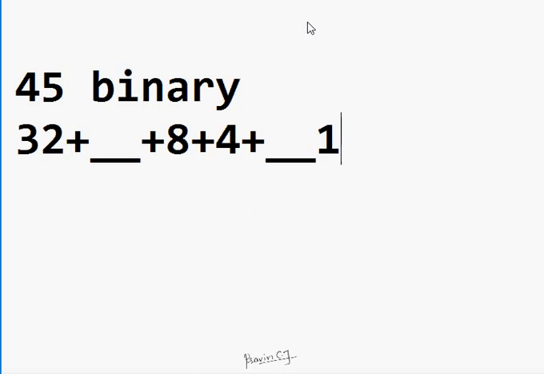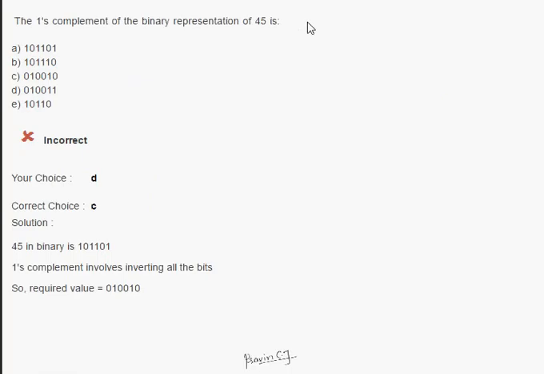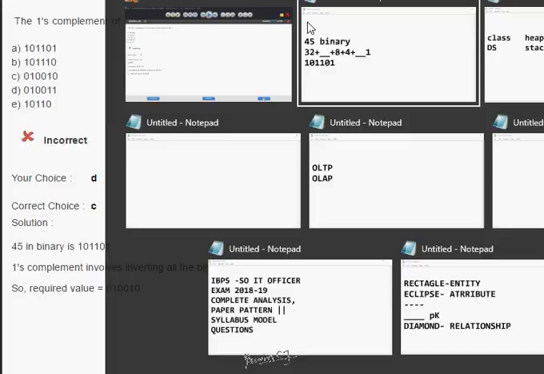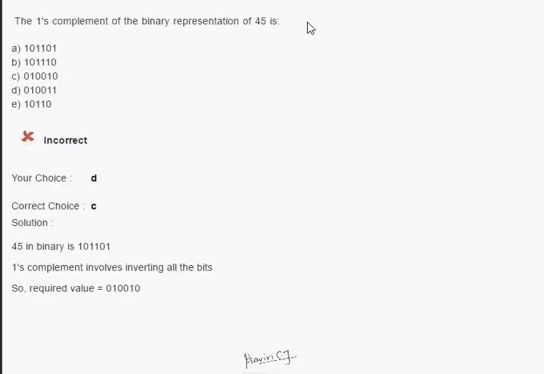Okay, something to the power 0, it becomes 1. So it becomes 1 0 1 1 0 1. Okay, simple question. Answer is 1 0 1 1 0 1. Simple question. Option number C.